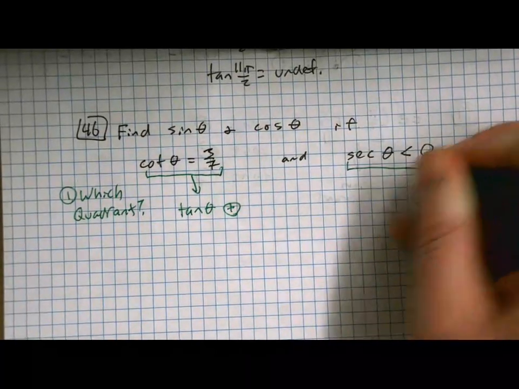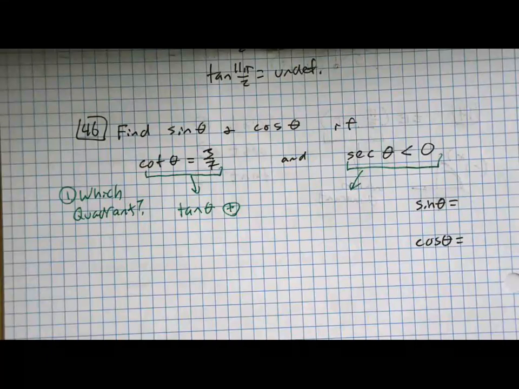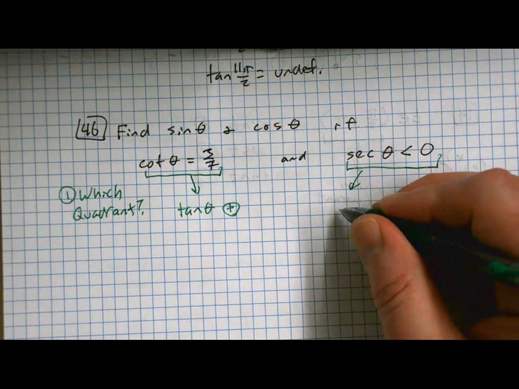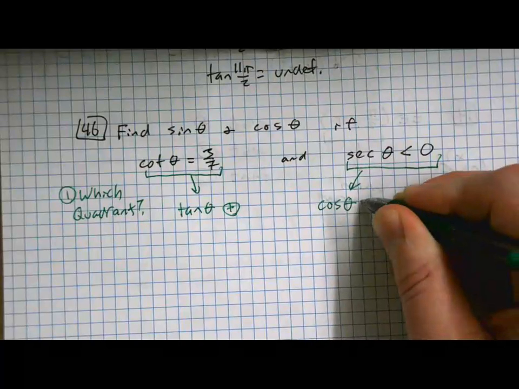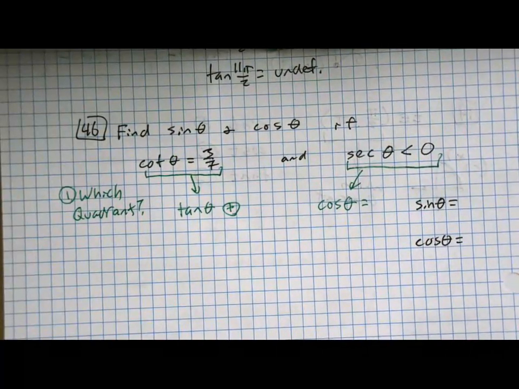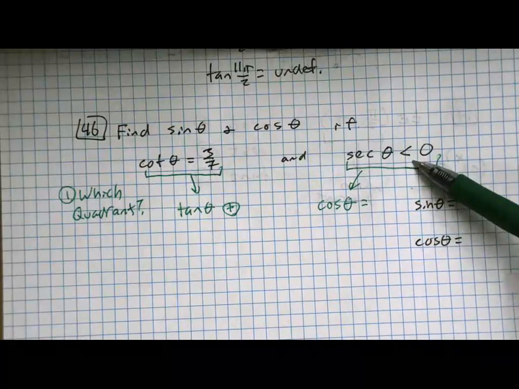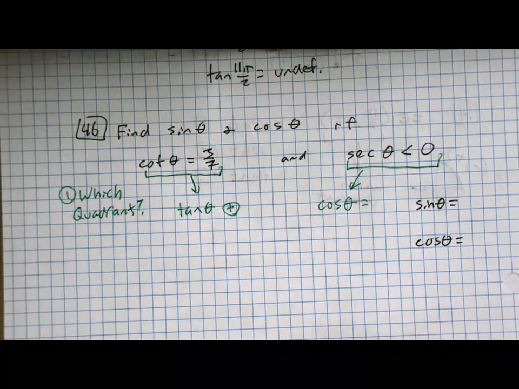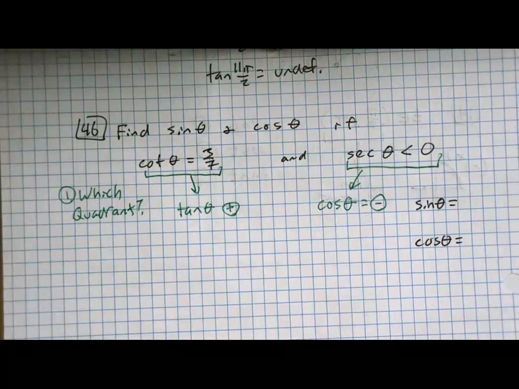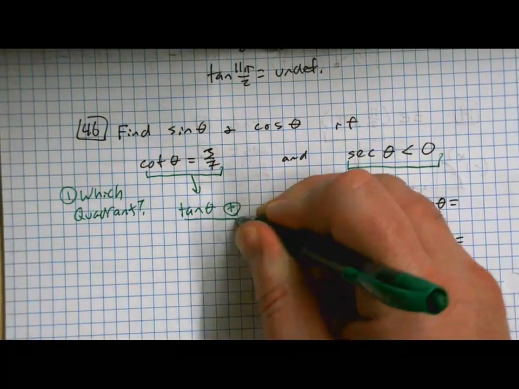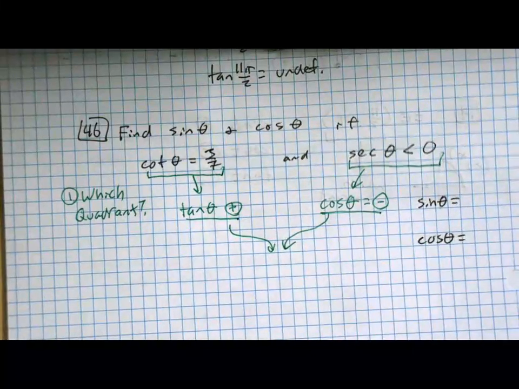What information can we glean from the fact that the secant of theta is less than 0? Secant goes with cosine, so it tells us something about the cosine of theta. If secant's less than 0, then secant is negative, which means cosine is negative also, right? Secant and cosine go together. All right, so I've got the fact that the tangent is positive and the cosine is negative, and that should help me narrow down which quadrant we're going to be in.